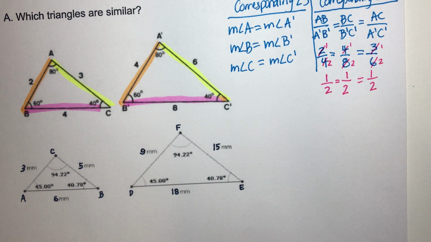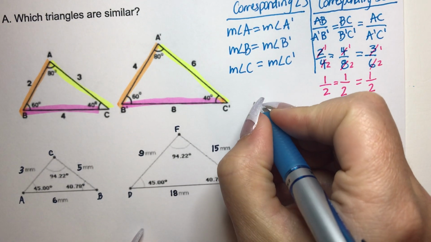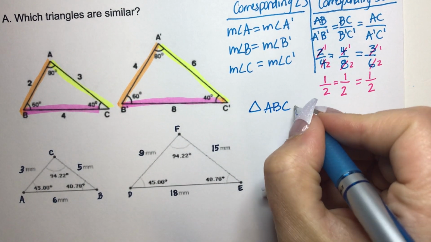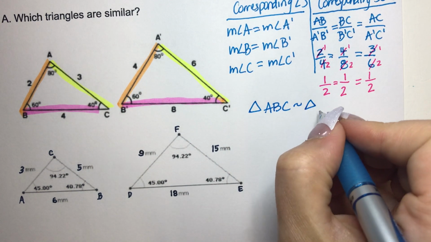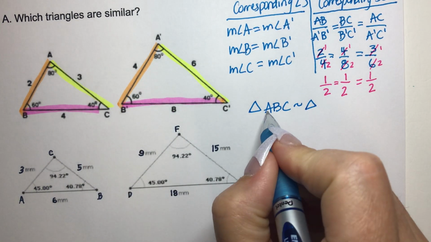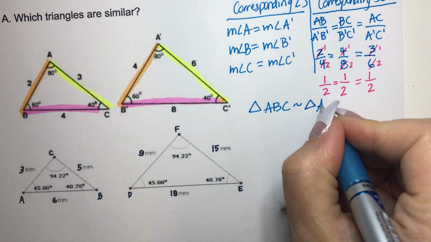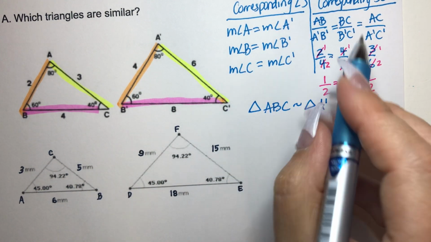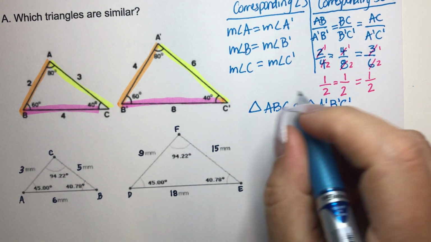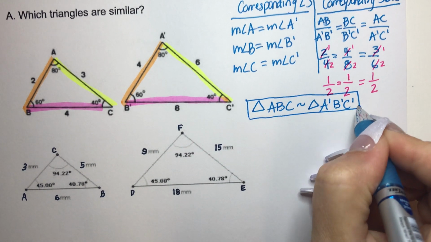So we can say triangle ABC is similar to triangle. Now this is very important, the way you write this, right? So you have to put the angle which is the same as A. So we know that A and A prime, and then B, you have to have the same angle, which would be B prime, and then C prime. And so we know that those two are similar triangles.